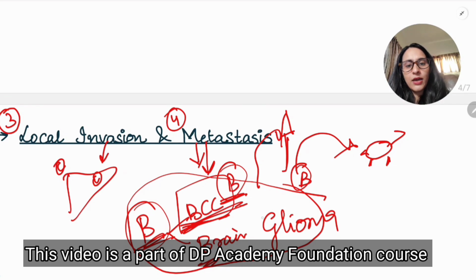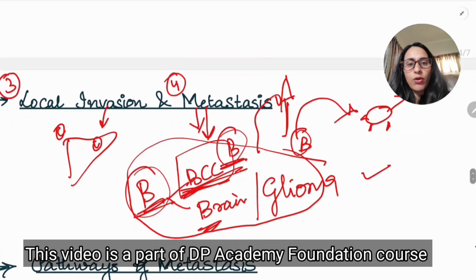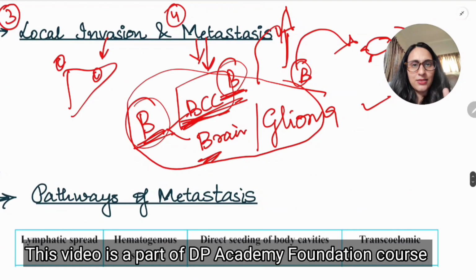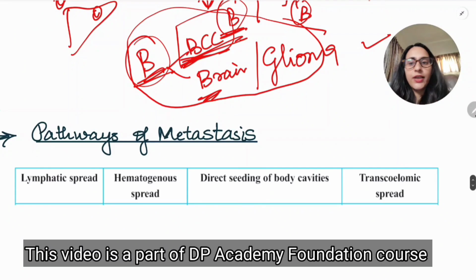So basal cell carcinoma and glioma are the ones that stick to the particular area where they grow. Now coming to the spread, that is metastasis. We know that metastasis is the distant spread. That means it is going to a foreign country for a trip. The route it can take is the lymphatic route, the blood route, or the cavities of the body.